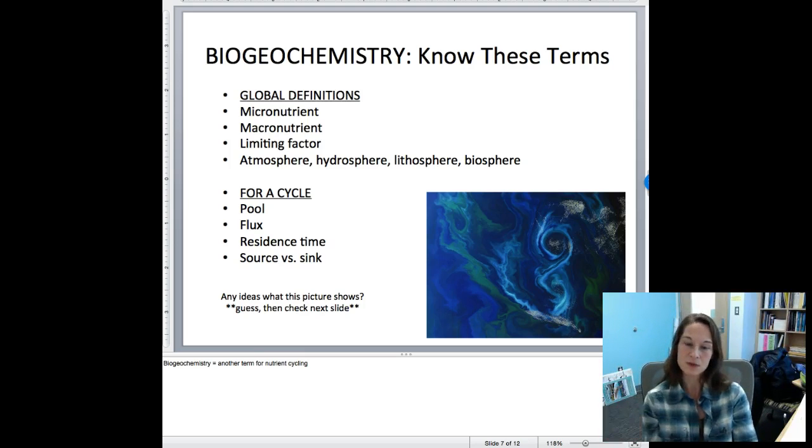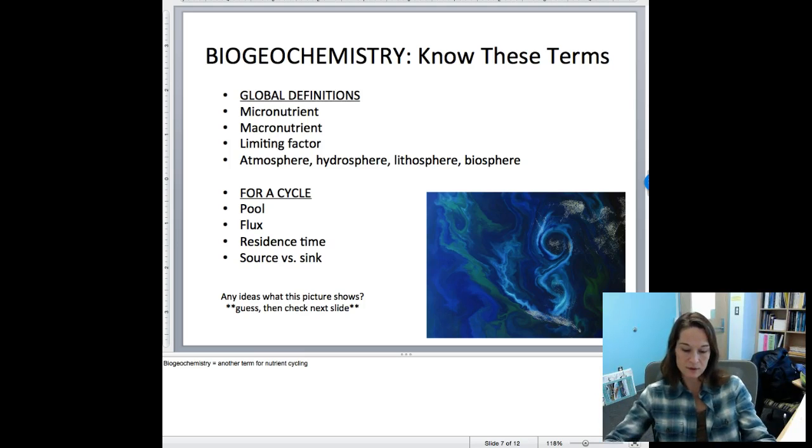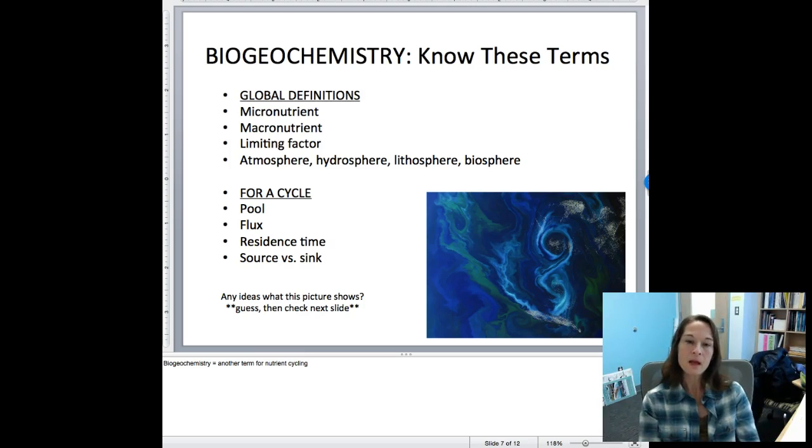So those things also cycle in our environment, but with much less concentration than macronutrients. A limiting factor, I am not going to define for you right now, but I want you to know that term, so you're going to need to know that for your discussion board post. So be thinking about what a limiting factor is.